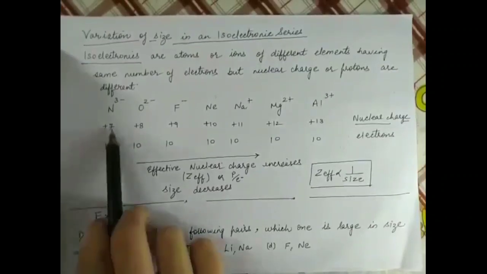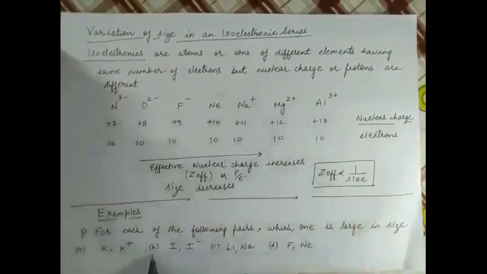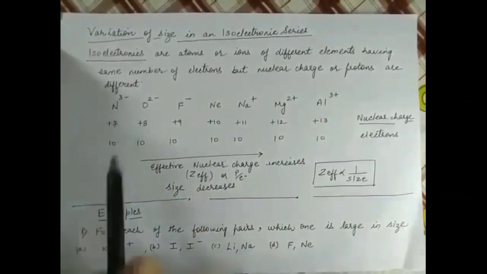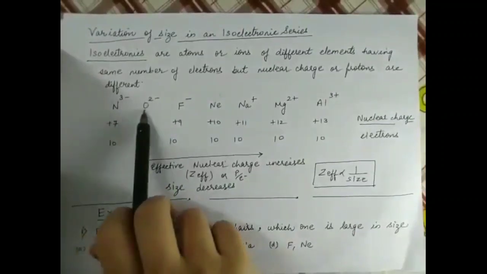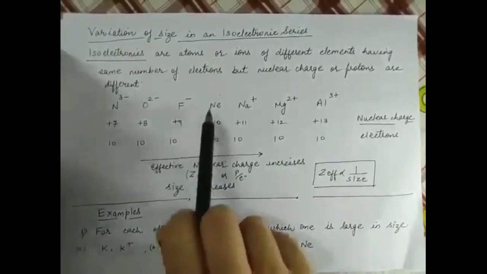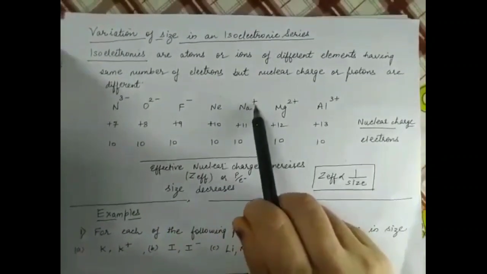Now this is my isoelectronic series belonging to second and third period. First is N3 minus. 3 minus means it has gained 3 electrons. O2 minus, that is oxygen atom, has gained 2 electrons. F minus, 1 electron it has gained. This is neon, noble gas. This is Na plus, sodium has lost 1 electron. Mg2 plus, that is 2 electrons are lost, and Al3 plus, that is 3 electrons are lost.